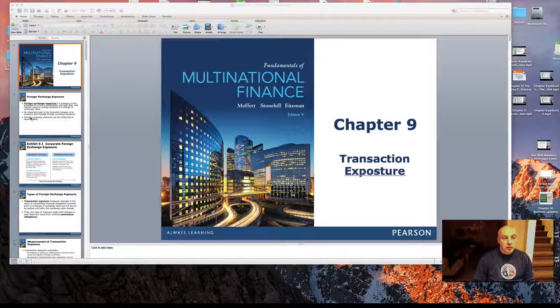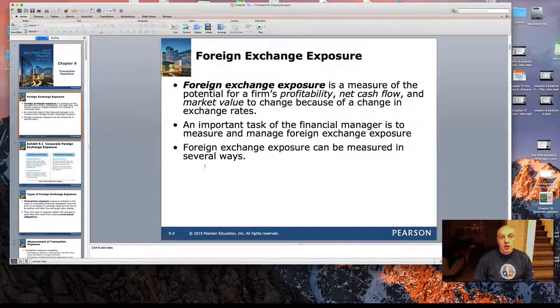All right, so when we are talking about foreign exchange exposure, we are talking about the measure of the potential for a firm's profitability, its net cash flow, or its market value to change because of a change in exchange rates. So a foreign currency can appreciate or depreciate in the future depending on where exchange rates go. An important task for the financial manager is to be able to measure and manage this foreign exchange exposure. And we're going to look at some different ways that we can measure foreign exchange exposure.